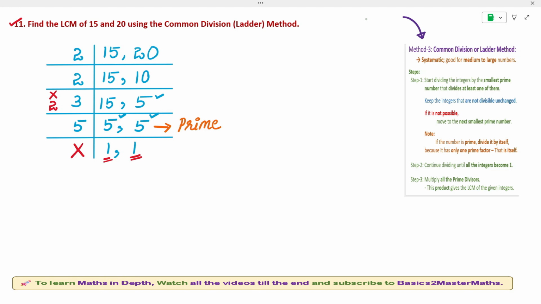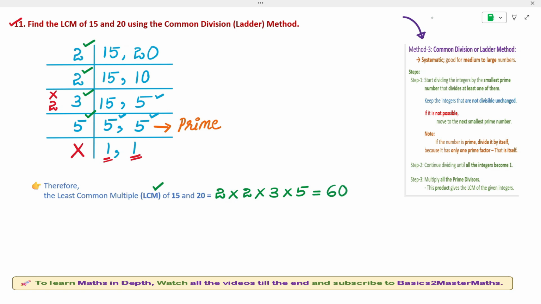Finally, multiply all the prime divisors. In this case, they are 2, 2, 3 and 5. Therefore, the LCM of 15 and 20 is 2 multiplied by 2 multiplied by 3 multiplied by 5, which gives you 60. Got it?